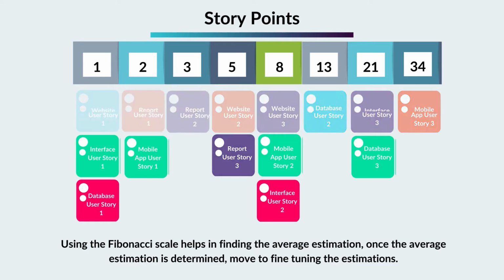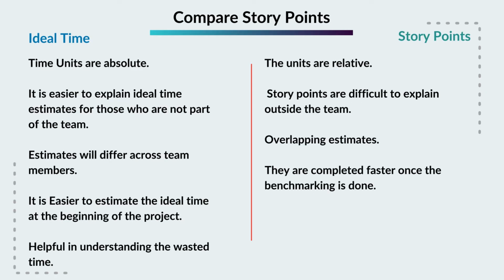Compare story points. Ideal time. Time units are absolute. It is easier to explain ideal time estimates for those who are not part of the team. Estimates will differ across team members. It is easier to estimate the ideal time at the beginning of the project. Helpful in understanding wasted time. Story points. The units are relative. Story points are difficult to explain outside the team. Overlapping estimates. They are completed faster once the benchmarking is done.